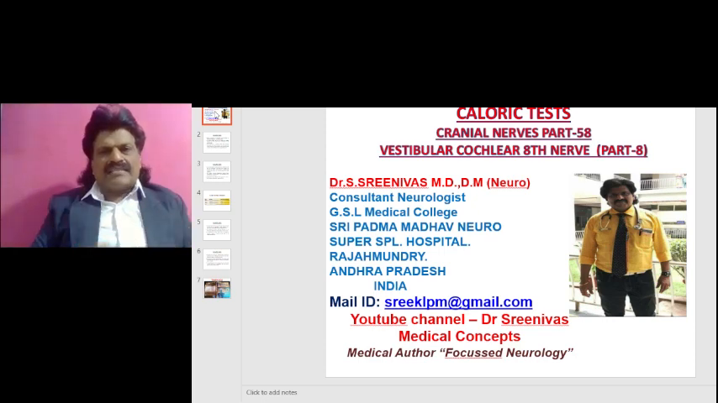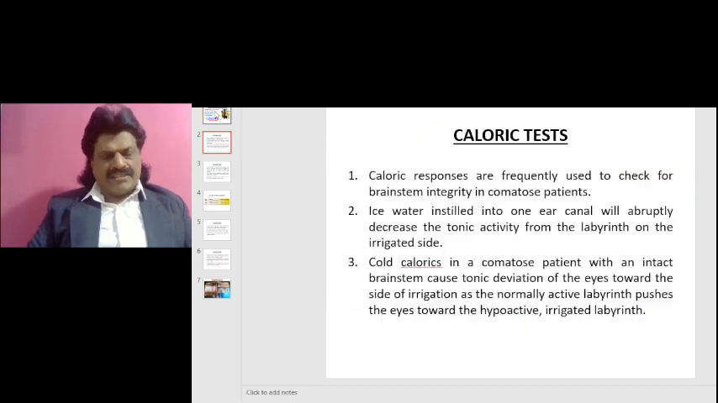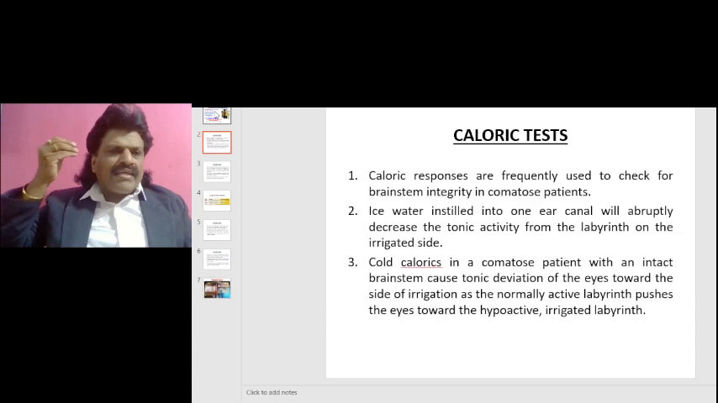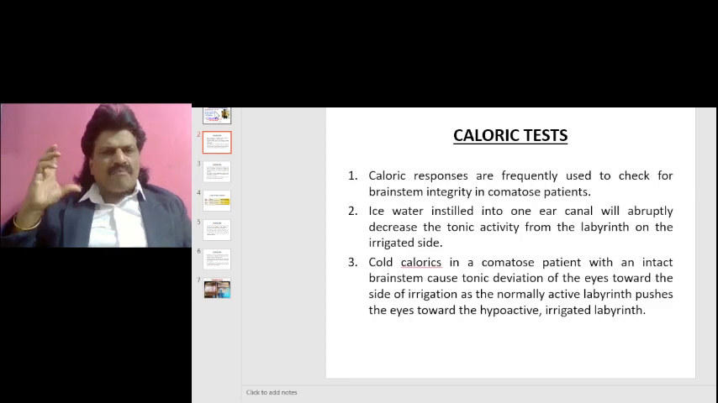Today we are going to talk about a very important and practical topic, the caloric test. The caloric test, cranial nerves, part 58, vestibular cochlear nerve, 8th nerve, part 8. Caloric responses are frequently used to check for brainstem integrity in comatose patients. Ice water instilled into one ear canal will abruptly decrease the tonic activity from the labyrinth on the irrigated side.